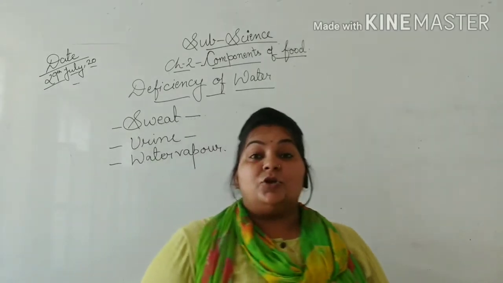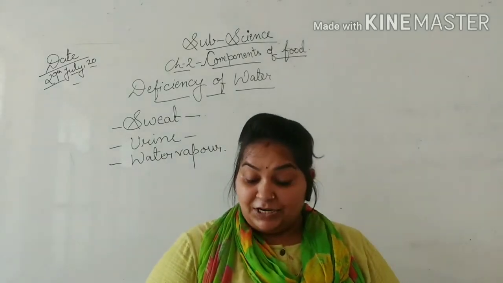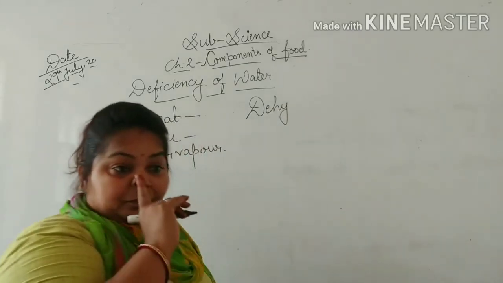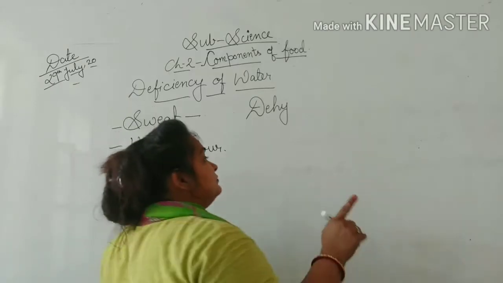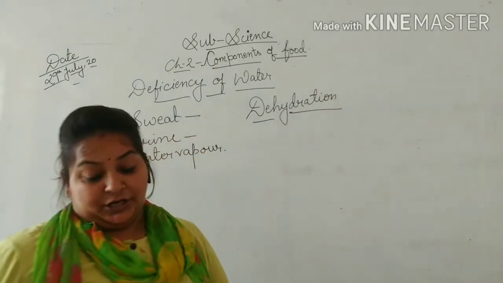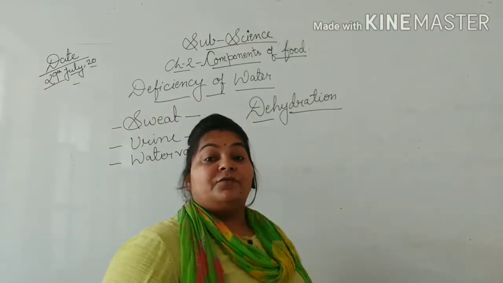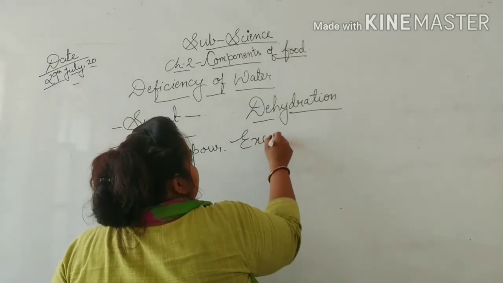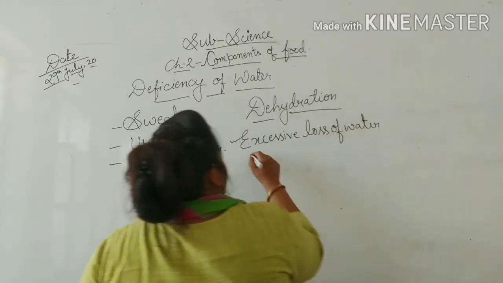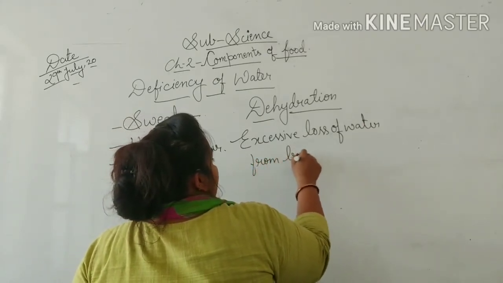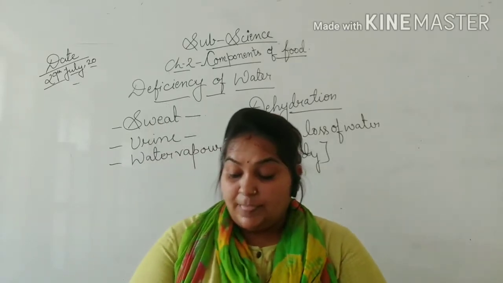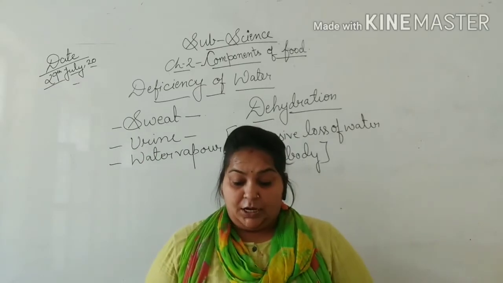Now what to do? This loss of water must be made up for, otherwise dehydration can occur. In the last lecture I told you about this word, isn't it? Due to the insufficiency of potassium and sodium, such symptoms can be seen. So what is dehydration? It is the excessive loss of water from our body. Excessive loss of water from our body, that is called dehydration, due to sweat, urine and water vapor.